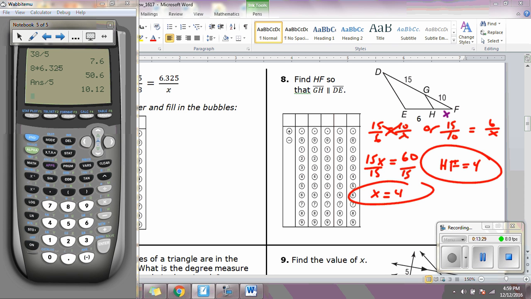Make sure you do go back and read your questions, ladies and gents. I would hate for you to miss a problem because you didn't answer the final question. So to be honest, x was not even in this problem in the beginning. It was HF. So make sure you answer that question.